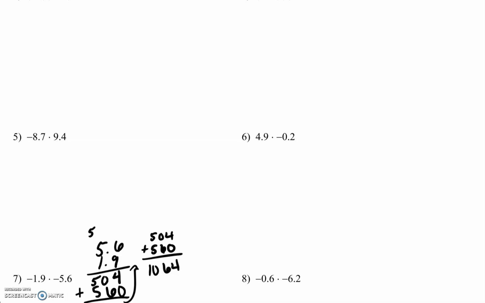Now to decide where my decimal point goes, I count. I have 1, 2 values behind the decimal, so I'm going to move my decimal point in 2 spots. I have a negative times a negative, which does result in a positive value, so this is my final answer.